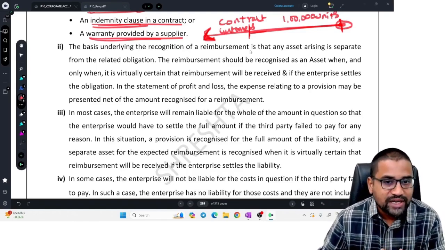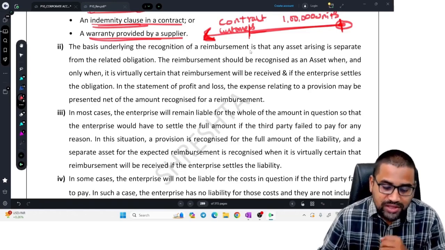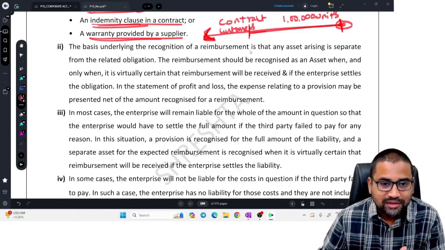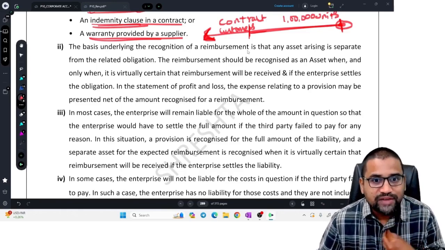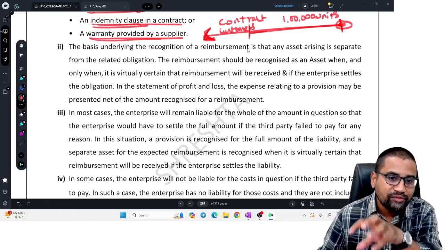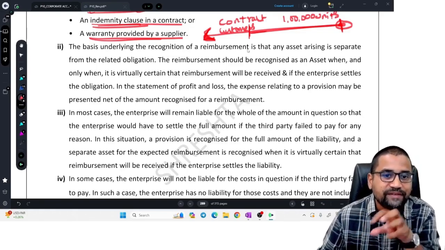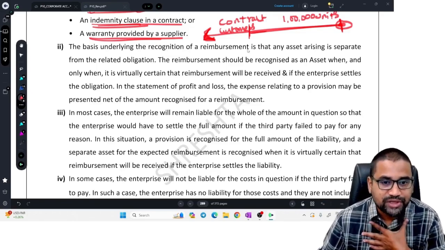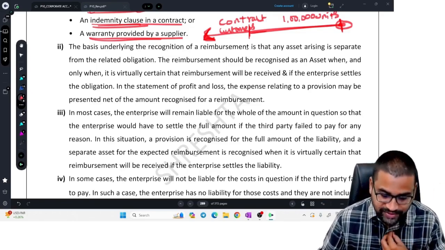Similarly, a company enters into a contract with an indemnity clause, or similarly a warranty. As a supplier we may give a warranty, or as a dealer we may get a warranty from the supplier. Now suppose whenever we sell goods to a customer, if there are any defects, the customer will ask for the amount from us. So we will create a provision, and we will make a requisition with the manufacturer.